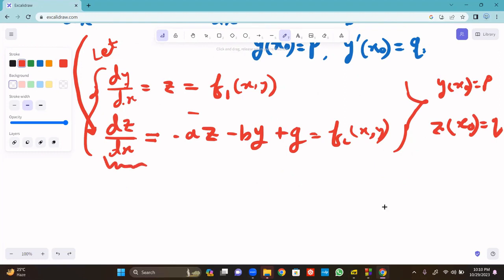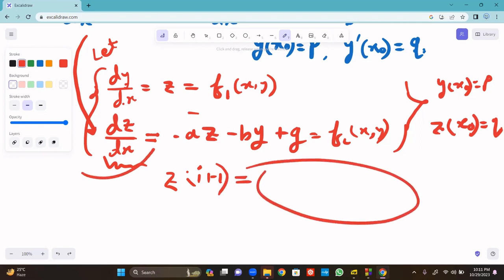You have the slope for z, so z i plus 1 is manageable. Using the same Euler equation, using the expression for dz by dx, you can manage z i plus 1. So you have to evaluate y i plus 1 and z i plus 1 simultaneously. Am I clear? Yes, sir. Okay, this is the task. This is part of the challenge, right? So try to solve that on your own.